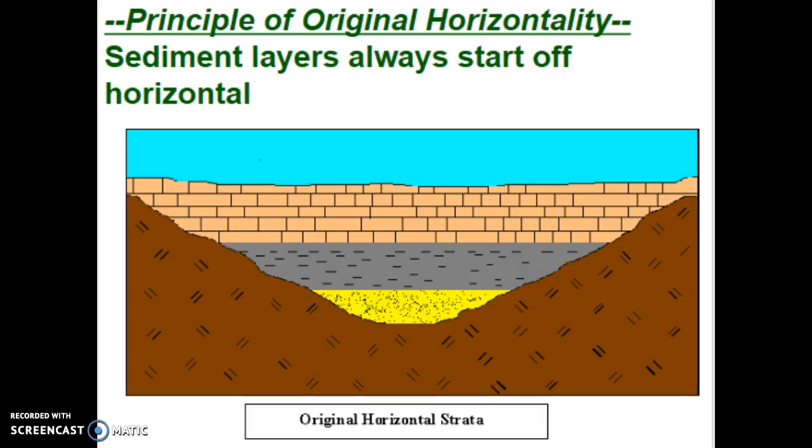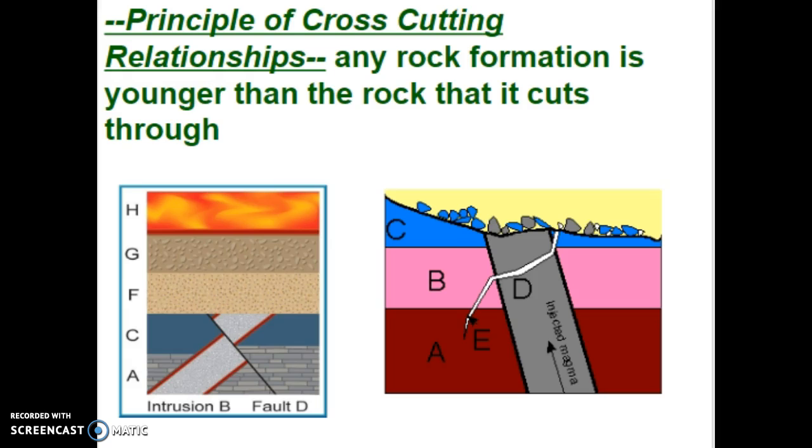Perhaps there was a fault line that had some activity, or due to certain erosional features, the ground may have been shifted and tilted. So if rock layers are not horizontal, then some type of disturbance has happened in that area. The principle of cross-cutting relationships.